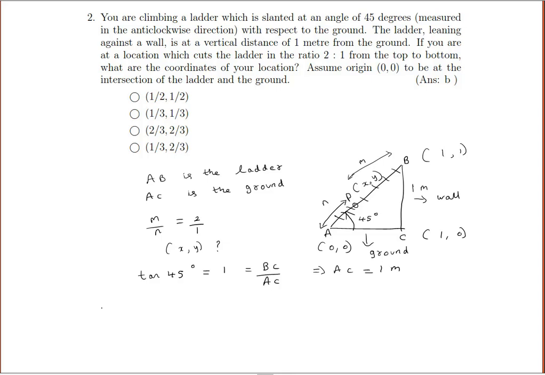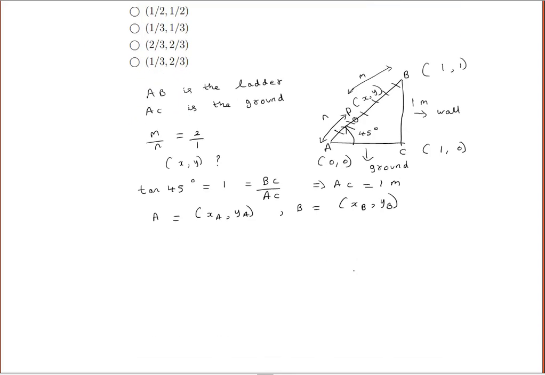So now we know the coordinates of A and B. Let the point P have coordinates x, y, with A as x A, y A and B as x B, y B. Here we know the values of x A, x B, y A, y B, and all.